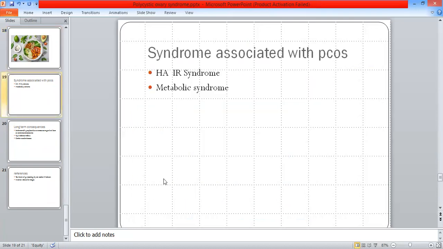Now, there are certain syndromes which are associated with polycystic ovary syndrome. One is HAIR-AN syndrome, the hyperandrogenic insulin-resistant acanthosis nigricans syndrome, which is associated with polycystic ovary syndrome. And the second is metabolic syndrome. This is a different syndrome. These are associated with polycystic ovary syndrome.